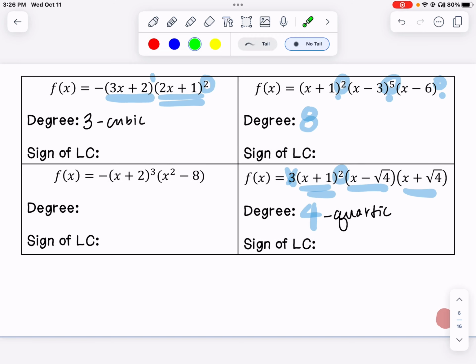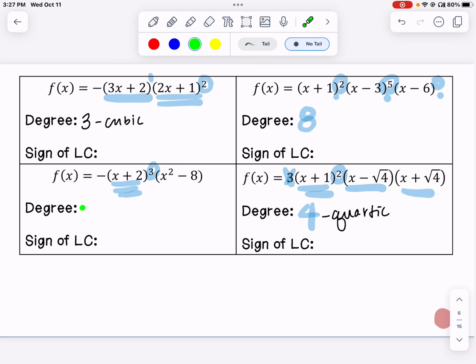Looking at our last one, this one's slightly trickier. This one's still x to the first, which is great. This one is linear, and there's 3 of them. But when I come here, I see x squared. That does not mean that I stop and say there's only 3.